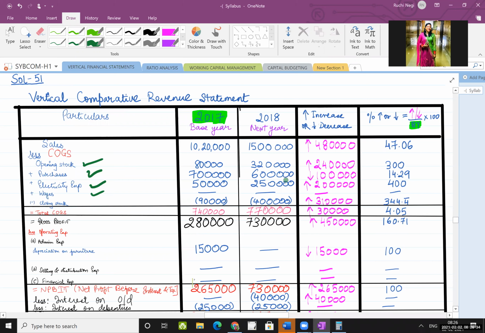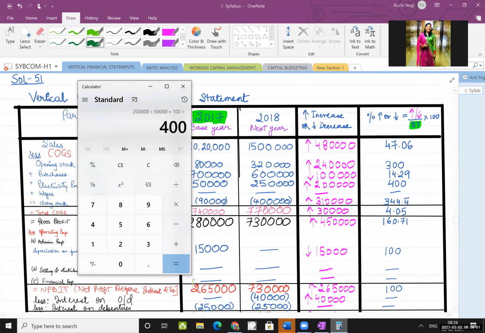Next, wages. There are no wages. Fine, if there are none, you can omit this step also. Otherwise, this is in the formula of COGS. If it is not there, you can omit. Then closing stock went from 90,000 to 4 lakh, so there is an increase of 3 lakh 10. Show the increase. 3 lakh 10 divided by 90,000 into 100.